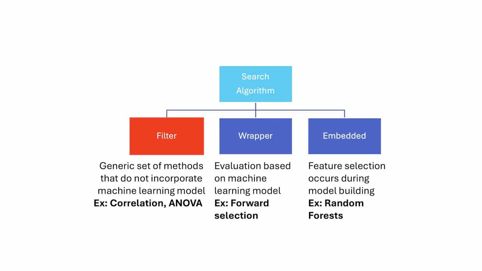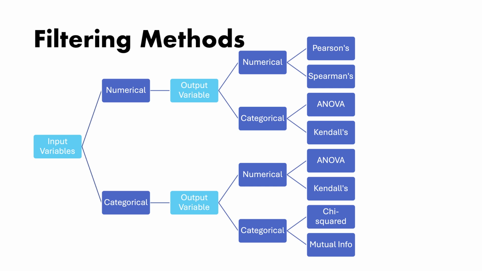Filter methods are generic and do not incorporate a machine learning model. They work by ranking features based on statistical measures, and they select the top ranking ones. Examples include when we analyze correlation coefficients such as the Pearson correlation, the chi-square tests, or even mutual information.